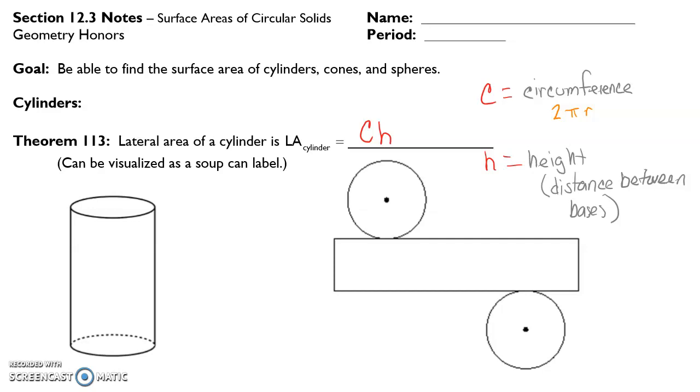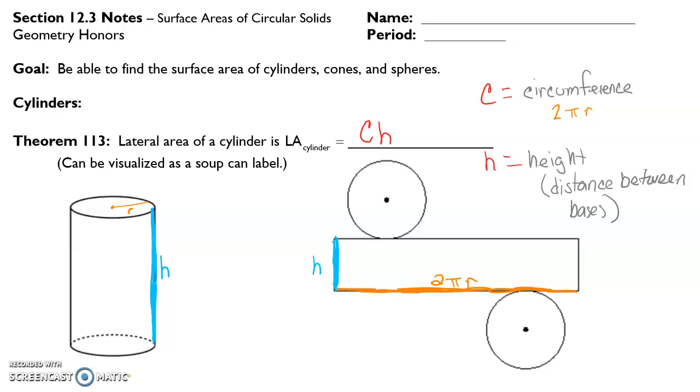We call lateral area for a cylinder CH, or the circumference times the height. Remember, circumference is 2 pi r, or pi times the diameter, and the height is the distance between your bases. What you've got to be careful of is how all that plays out. So if this is our cylinder, the radius of one base, or the diameter of one base, for pi times diameter, and height is how far apart your two circles are.